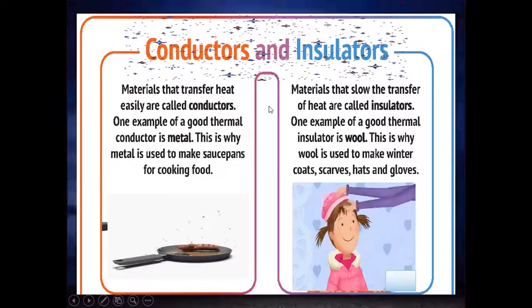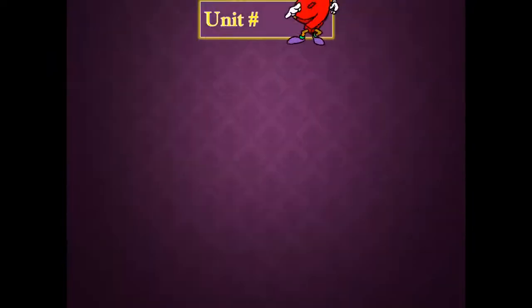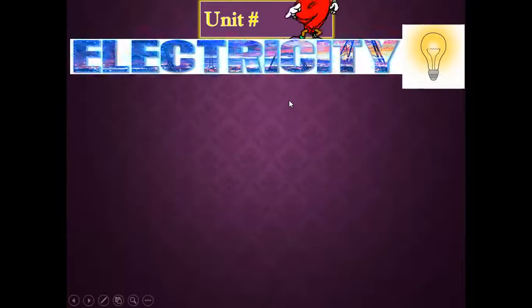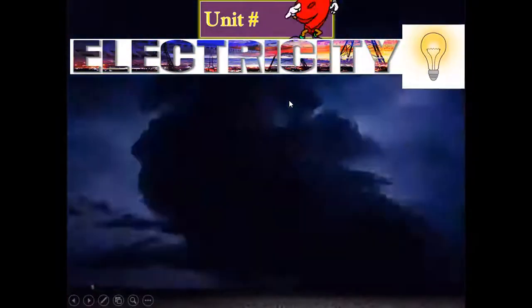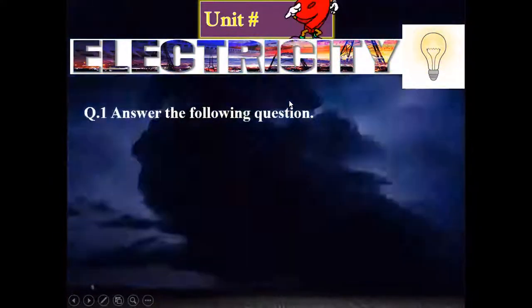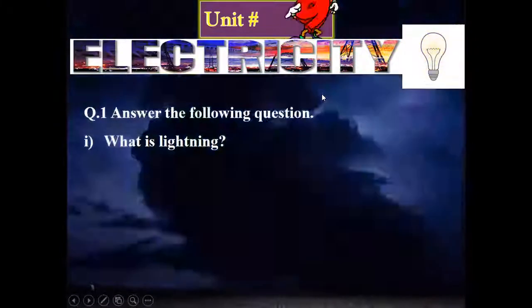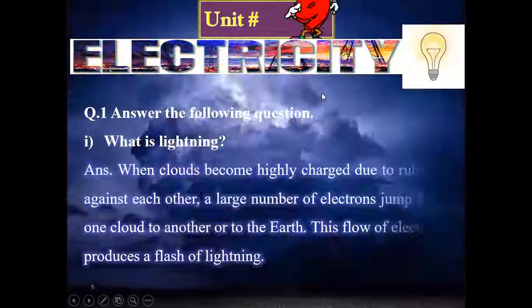That was our last topic of the lesson, unit number 9. Now we come to today's work, students. First of all, we'll complete our question answer remaining parts. Part I is about what is lightning.